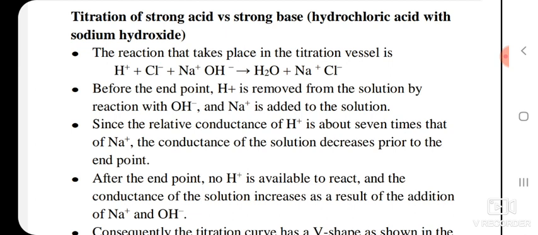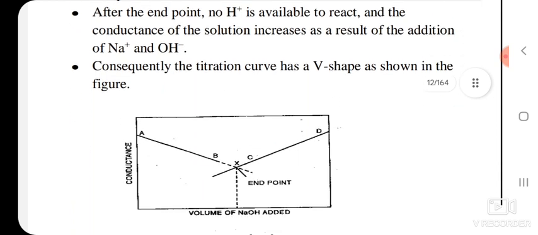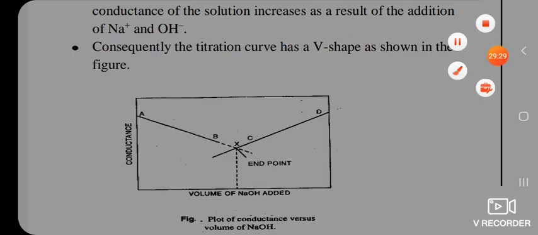Before the endpoint, H+ is removed from the solution by reaction with OH- and Na+ is added to the solution. Since the relative conductance of H+ is about 7 times that of Na+, the conductance of the solution decreases prior to the endpoint. After the endpoint, no H+ ion is available to react and the conductance of the solution increases as a result of the addition of Na+ and OH-. Consequently, the titration curve has a V shape as shown in the figure.